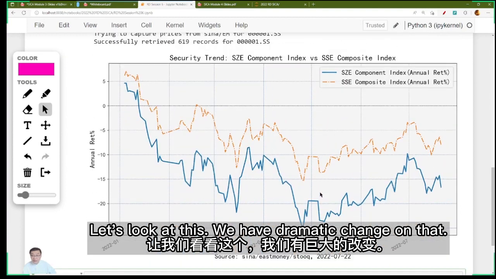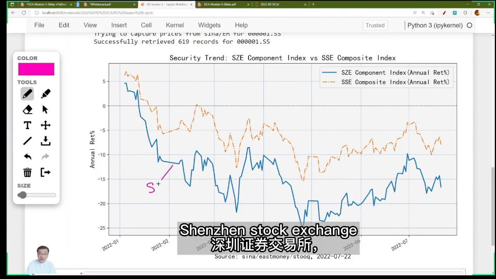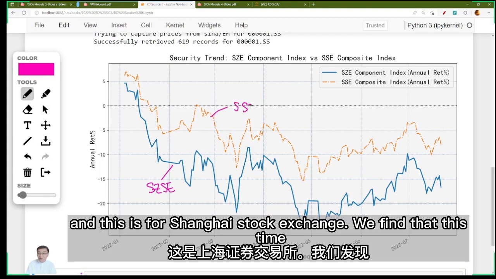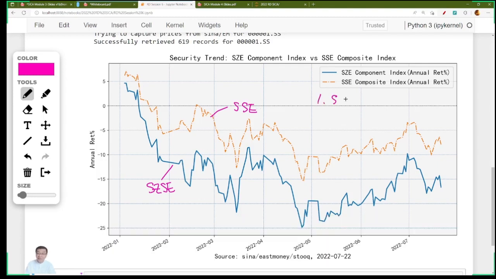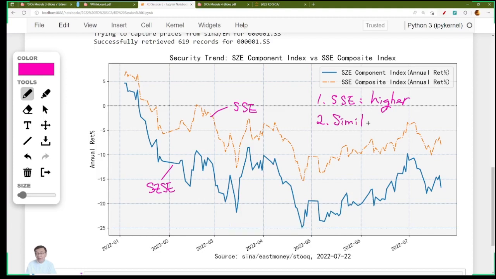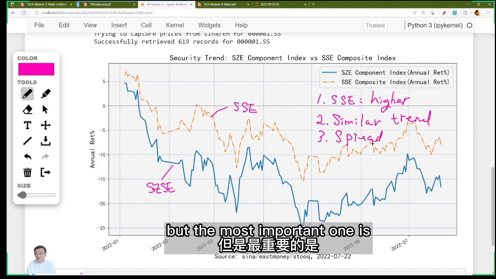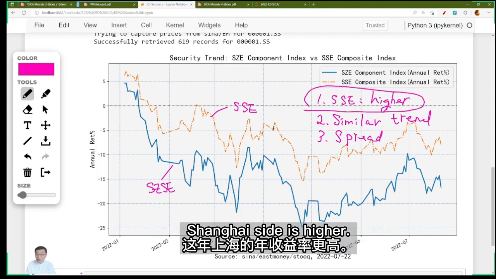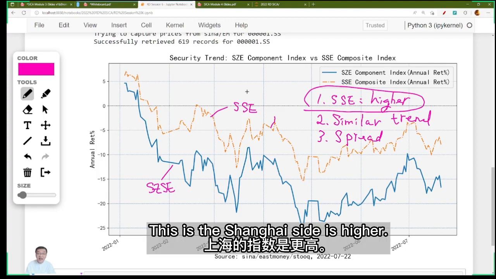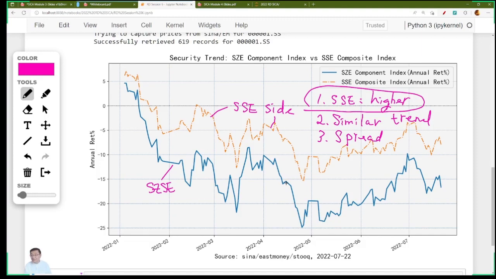Let's look at this. We have a dramatic change. It's pretty interesting. This is for Shenzhen Stock Exchange. And this is for Shanghai Stock Exchange. We find that this time, Shanghai is higher. This year, the situation changed dramatically. Second, of course, they still have a similar trend. Third, their spread has been changing. But the most important one is that this year, in terms of annual return, the Shanghai side is higher. This is the Shanghai side. It's higher. This is a very important thing we can find out from this graph. About the future, we don't know yet.